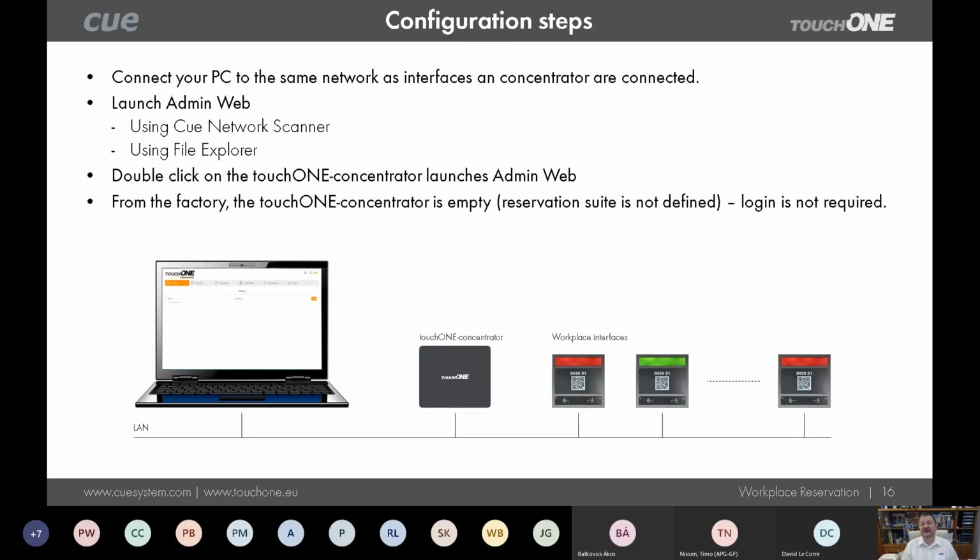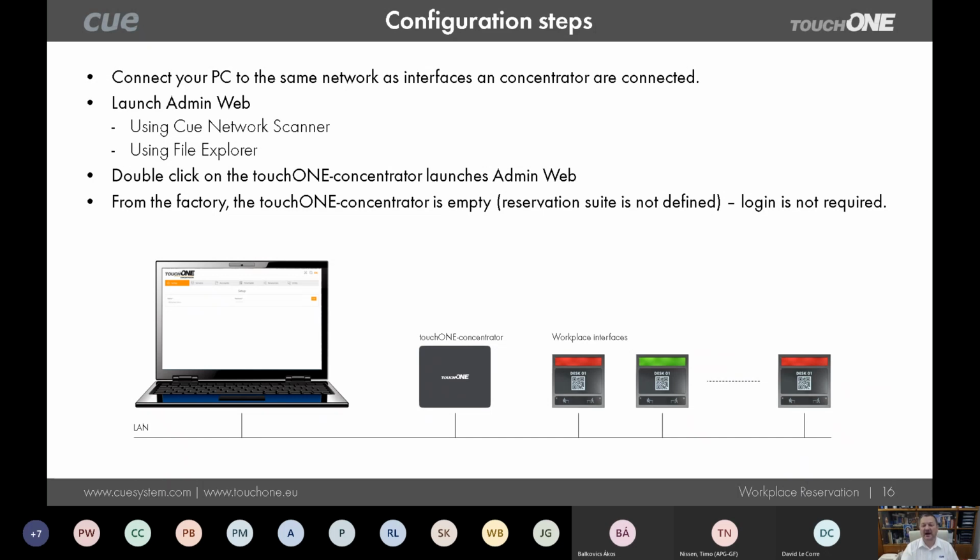If we go next to see the configuration steps, typically you connect all units together. It's the same network. You connect also your computer, your laptop, for example, and you may start doing configuration by launching the admin web of the Concentrator. And there are a couple of options. First, you may use our great tool, Q Network Scanner, which will scan the entire network and will give you the list of devices available on the network, and you can easily select, okay, Concentrator is here.